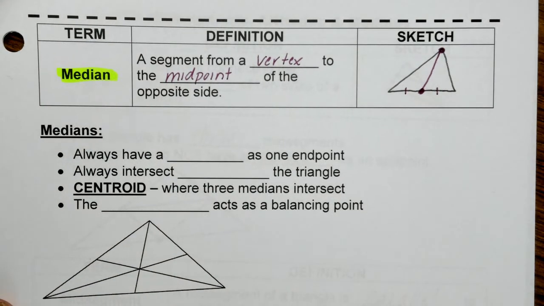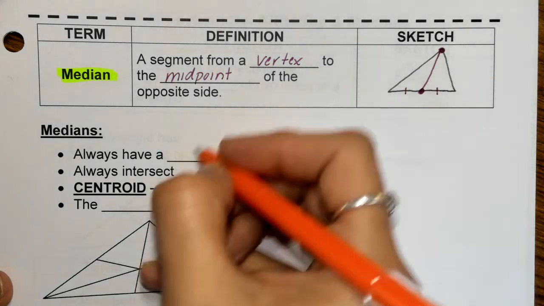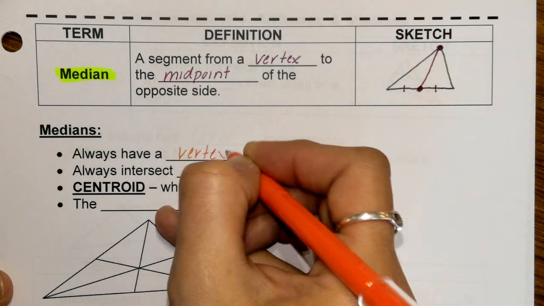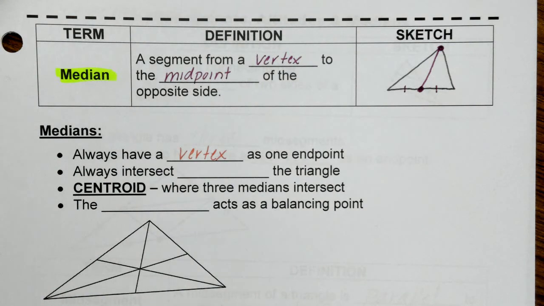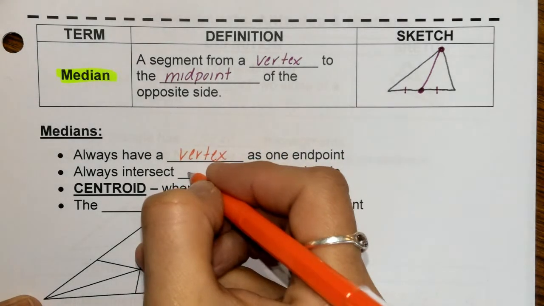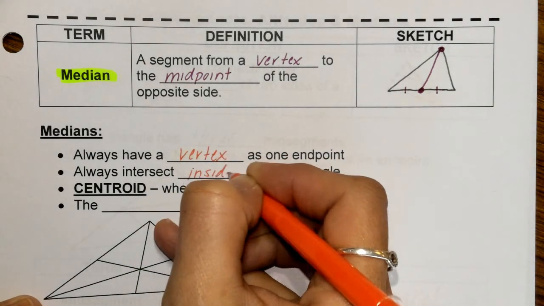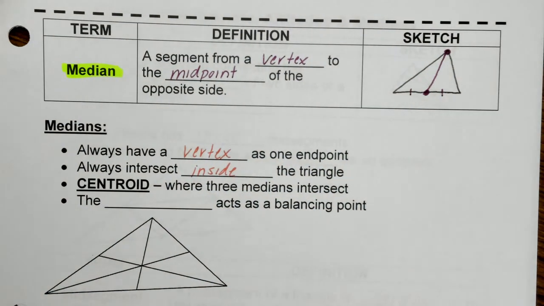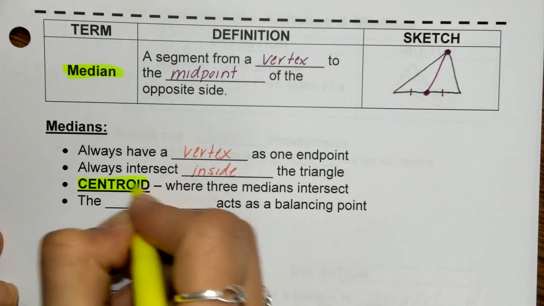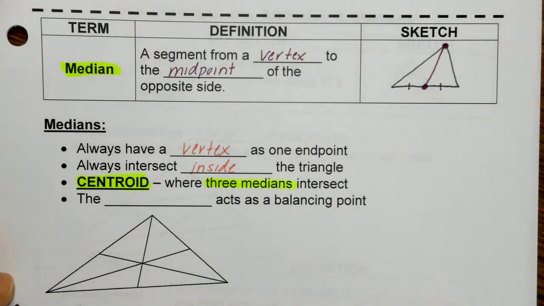Okay? So some things to remember about your median. You're always going to have a vertex as one endpoint again. So this is where I said the midsegment will make sense. The median and the altitude always start at a vertex, or always have a point at a vertex. This time they are always going to intersect inside. Unlike altitude, when they all three intersect, they always intersect inside that triangle. Your point of concurrency, where all three intersect, is called your centroid. This is where three medians intersect.